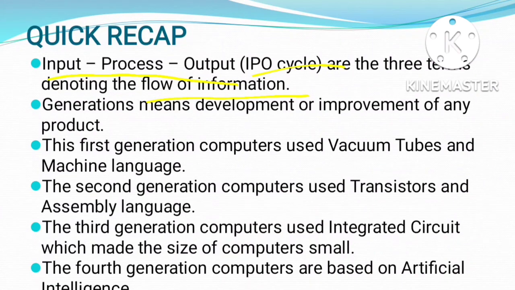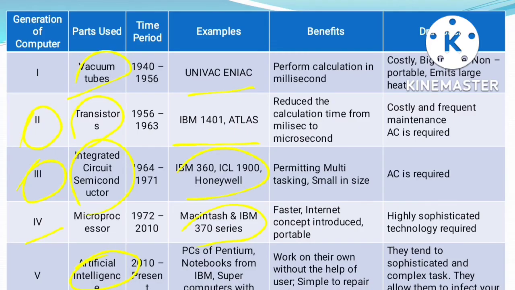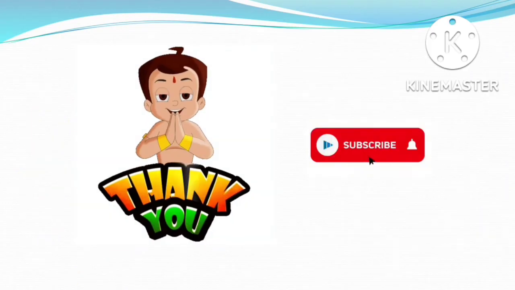Generation means development or improvement of any product. This is known as generation. The first generation computers used vacuum tubes and machine language. The second generation computers used transistors and assembly language. The third generation computers used integrated circuits, which made the size of computers small. The fourth generation computers used microprocessor technology. And the fifth generation computers use artificial intelligence.